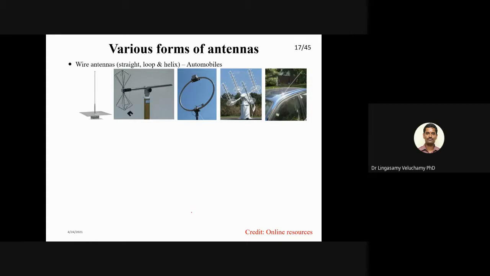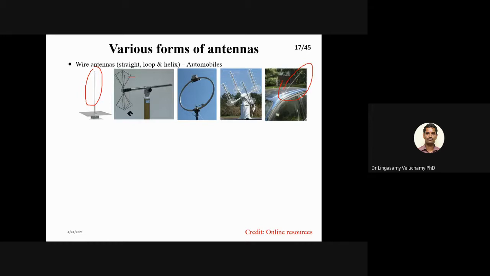You might have heard about the helix. I think the famous scientist Henry, I think Henry, loop antenna. Initially wire antennas were evolved: straight wire, biconical, loop antenna and many more. In cars also you might have seen wire antennas.